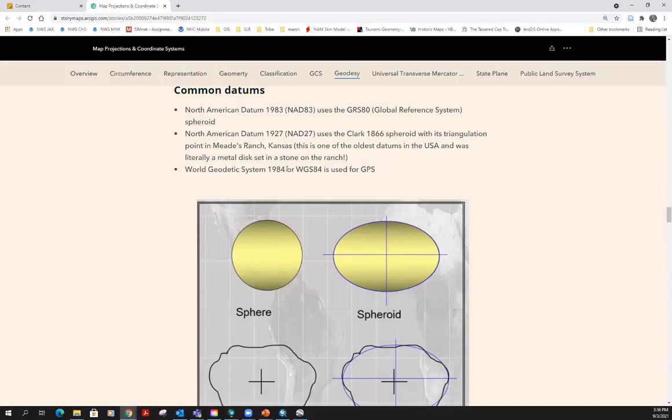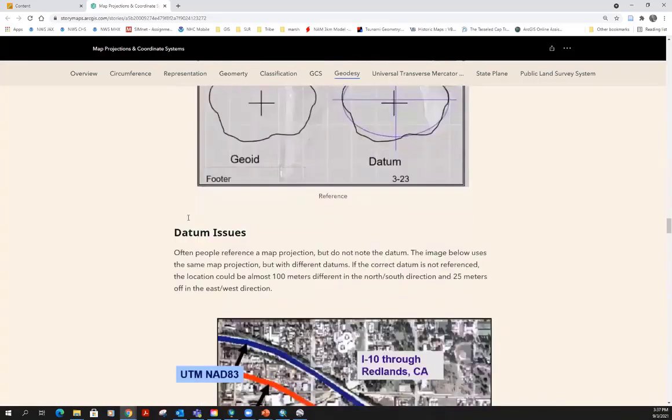But the older datums use things like a rock set, basically a metal plate set in stone in a ranch in the middle of the country in Kansas. That was the center from which every latitude and longitude was essentially measured in North America for many decades. It wasn't really a reference just to geographic coordinates. It was used as a reference for projected coordinate systems that we're going to be talking about.